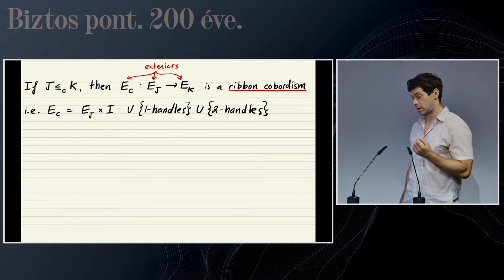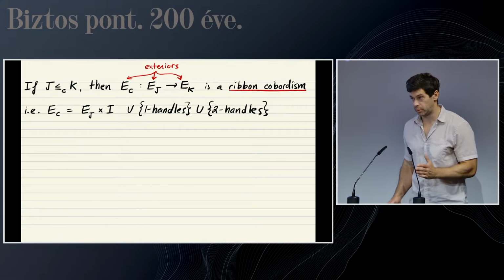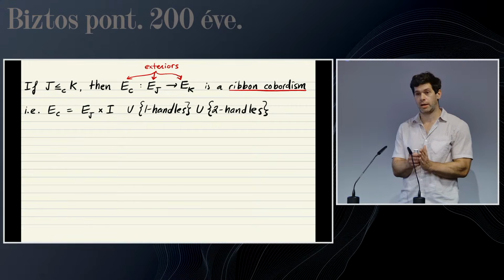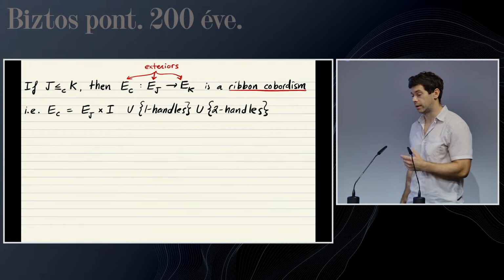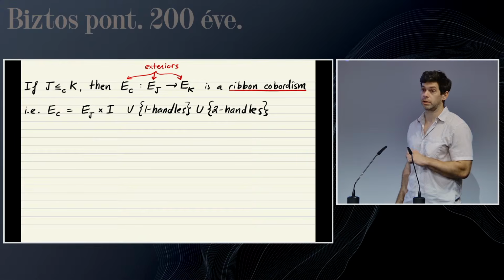In other words, the concordance complement, you can get it by taking the complement of J, thickening it, and adding 4-dimensional 1 handles and 2 handles. So these correspond to the 0 and 1 index critical points of the concordance. This is a nice exercise if you haven't seen it.